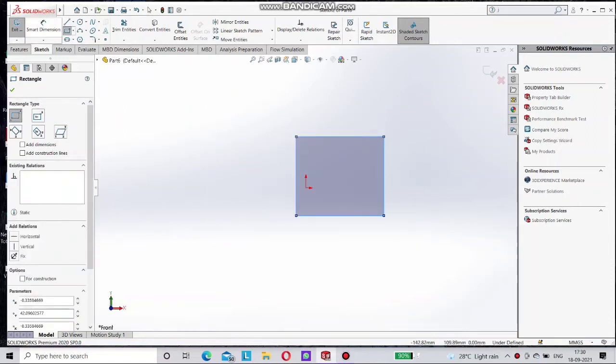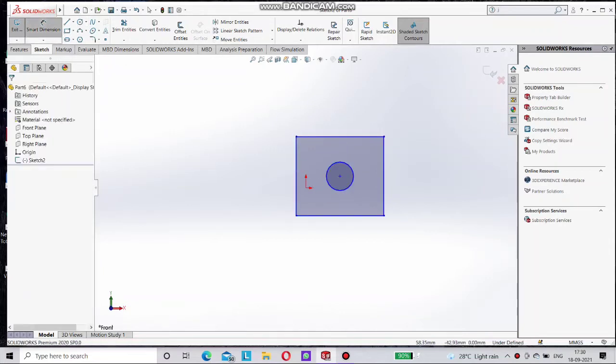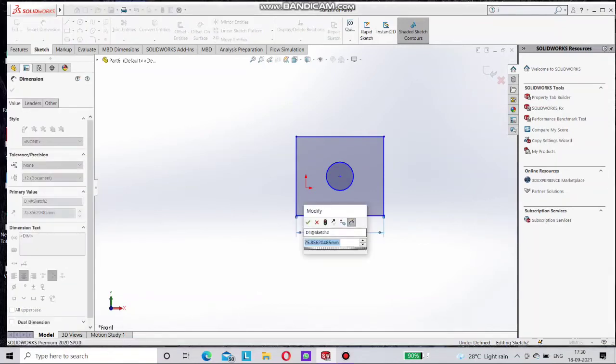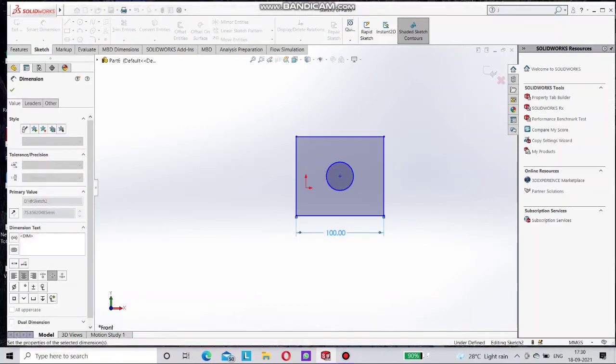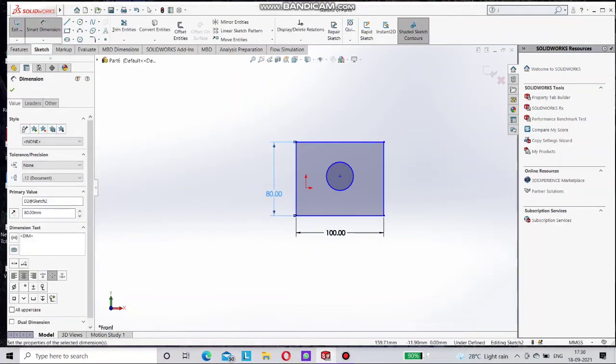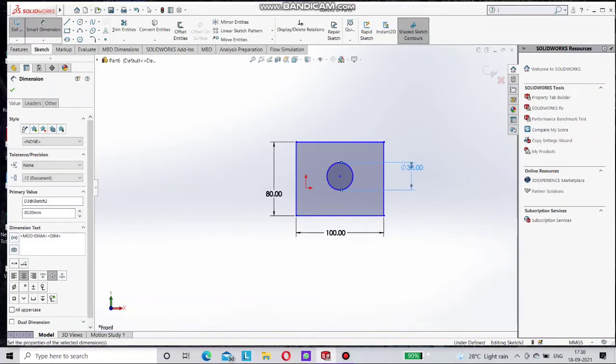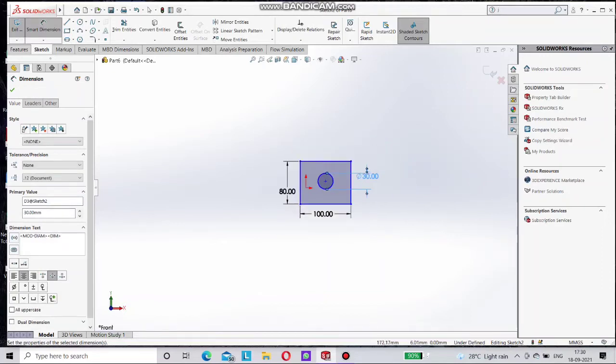So let's go for the linear sketch pattern. Again draw a rectangular and circle like this, and then go to the linear sketch pattern. Okay, 1 minute. I have to give here some dimension first, like this. You can give it dimension, then linear sketch pattern.